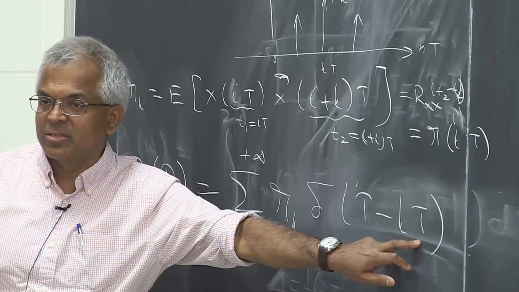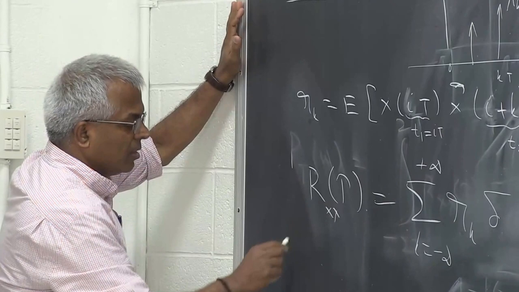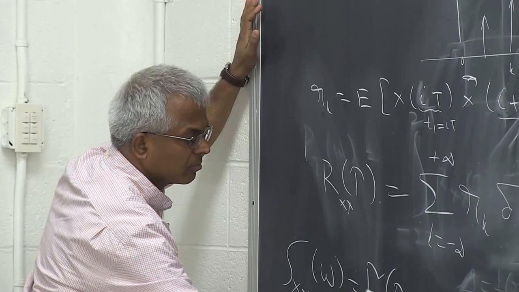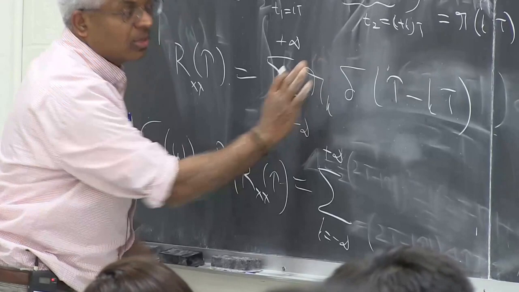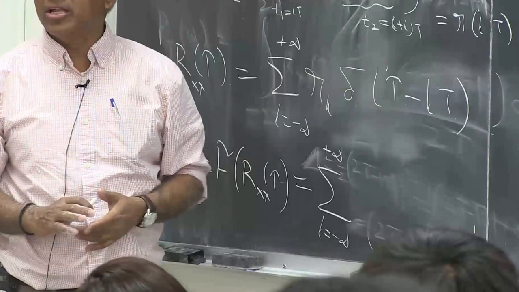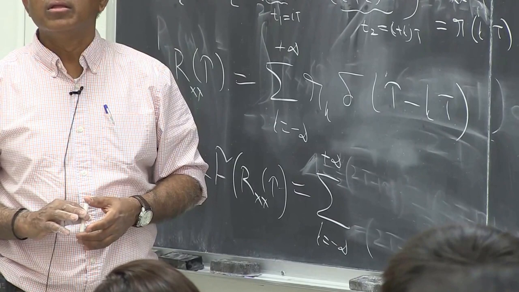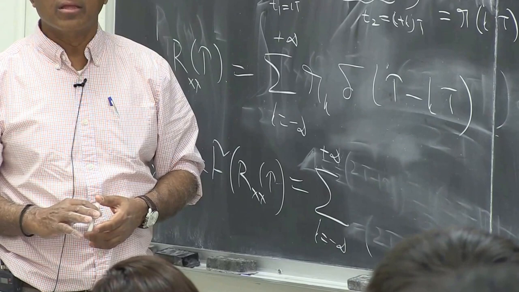Let's remember, we already know that the power spectrum is the Fourier transform of the autocorrelation function. The Fourier transform is a linear operation, so it goes through this sum, and we can do this quickly. These are constants, so the Fourier transform acts on this temporal part. What is the Fourier transform of a displaced delta? This is why I asked you to check. The Fourier transform of delta(tau) is 1, so for delta(tau minus kT) it is e raised to minus jk omega T.